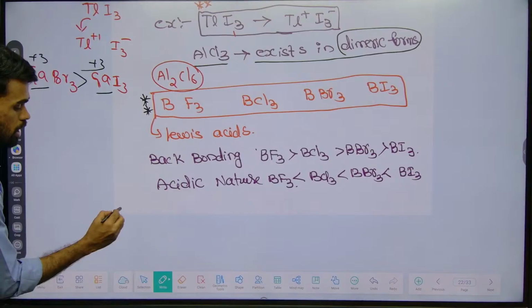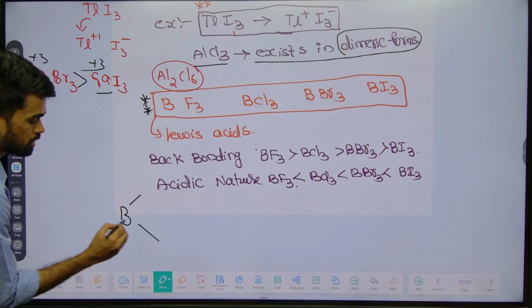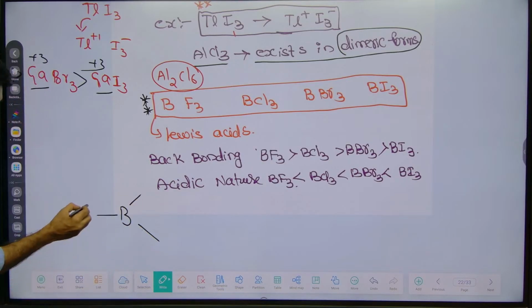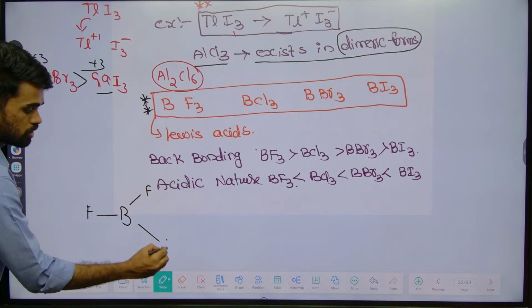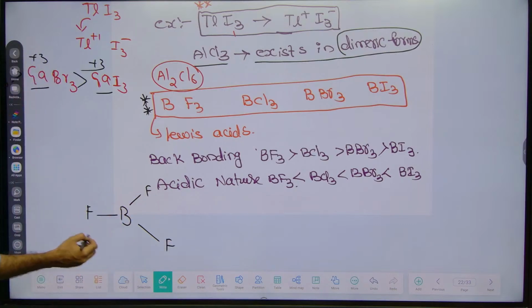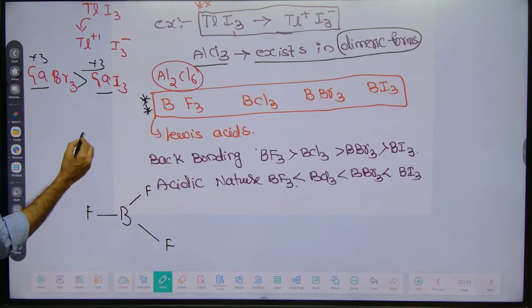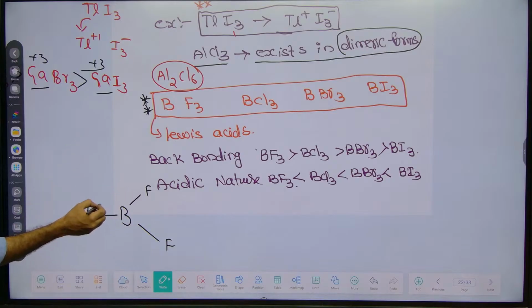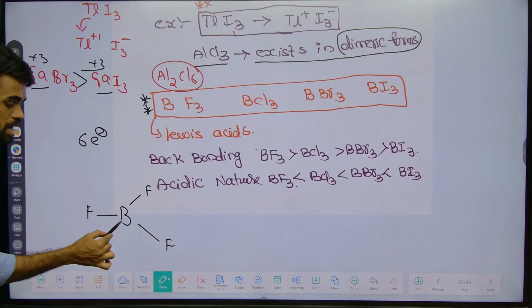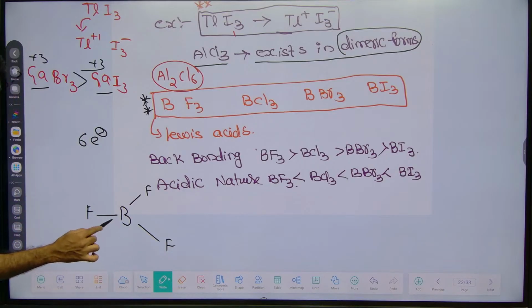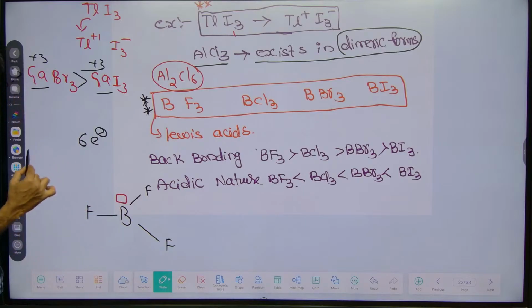See boron, around boron how many halogens are you seeing? 3 halogens now, let us put fluorines only. So 3 bonds are there. 3 bonds means how many electrons? 6 electrons are there. So 6 electrons means, can I say this is electron rich or electron deficient? So there will be one empty orbital with the boron.